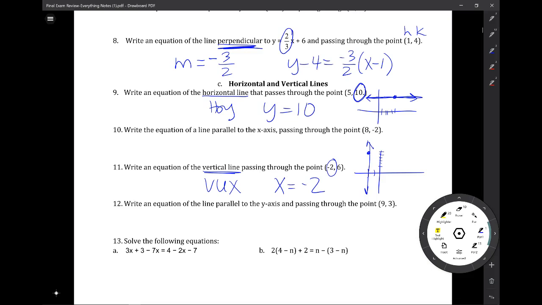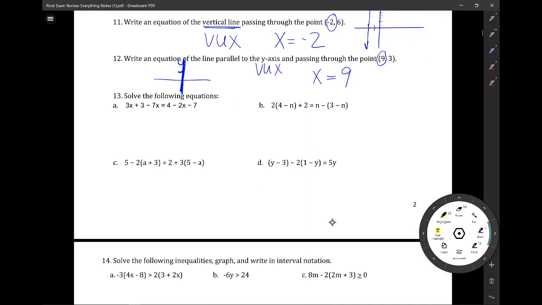If we do number 12, I'll skip 10, but if we do number 12, it says, write an equation of a line parallel to the y-axis. So let's think about that. If it's parallel to the y-axis, this is our y-axis, we must be talking about a vertical line. So if we're talking about a vertical line passing through the point, then all I need is the x value of that point, because I know vertical lines use the x value.